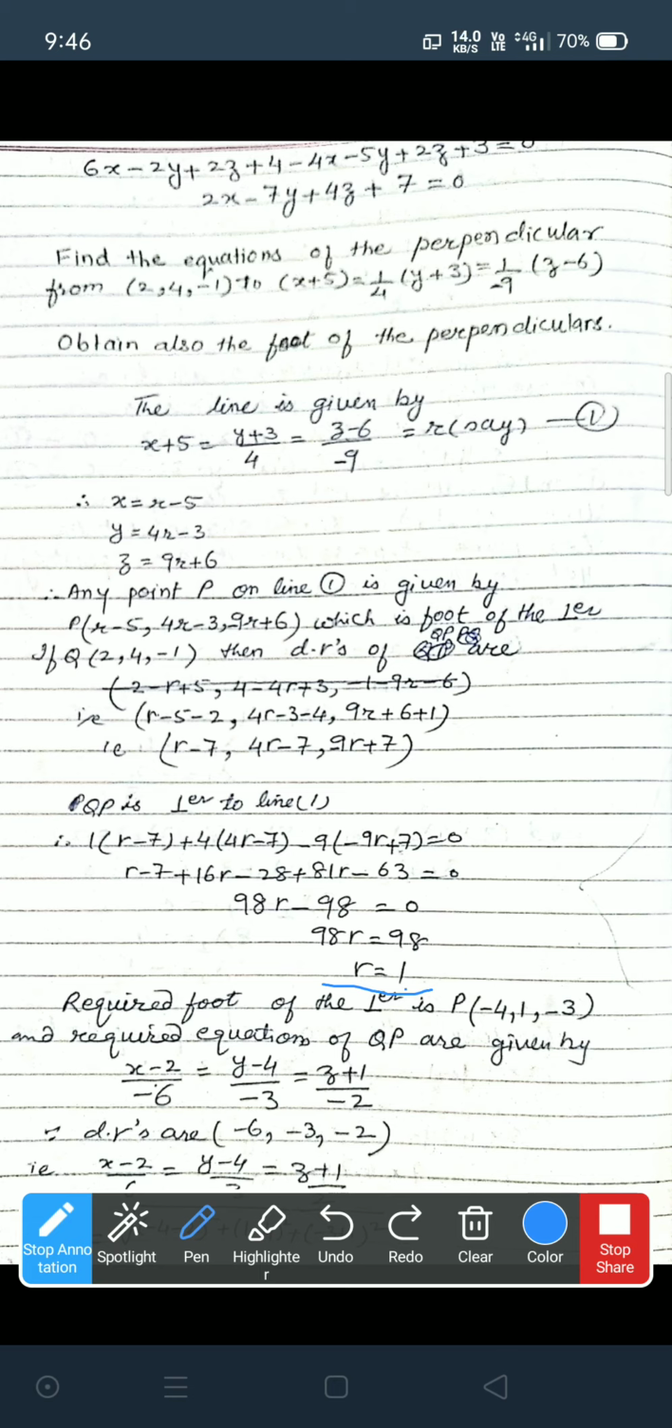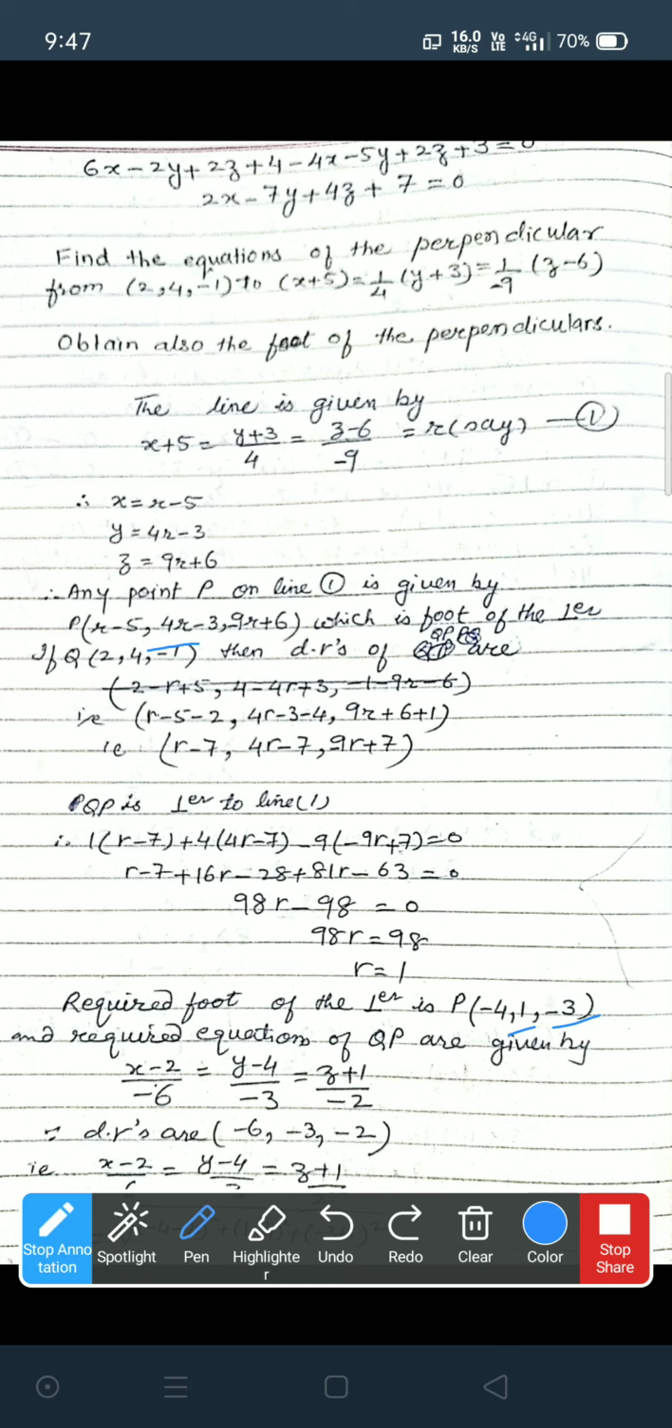Substitute this value of r in this. So r is equal to 1. So the coordinate of point P is 1 minus 5, which is equal to minus 4; 4 into 1 minus 3 is equal to 1; and minus 9 into 1 plus 6 is equal to minus 3.